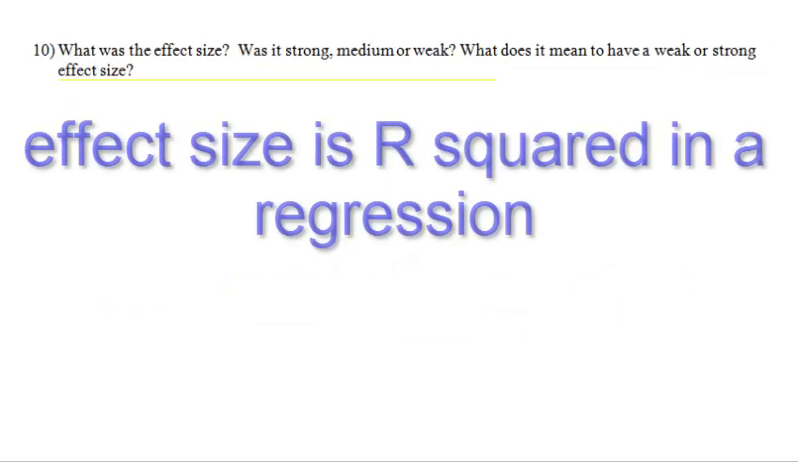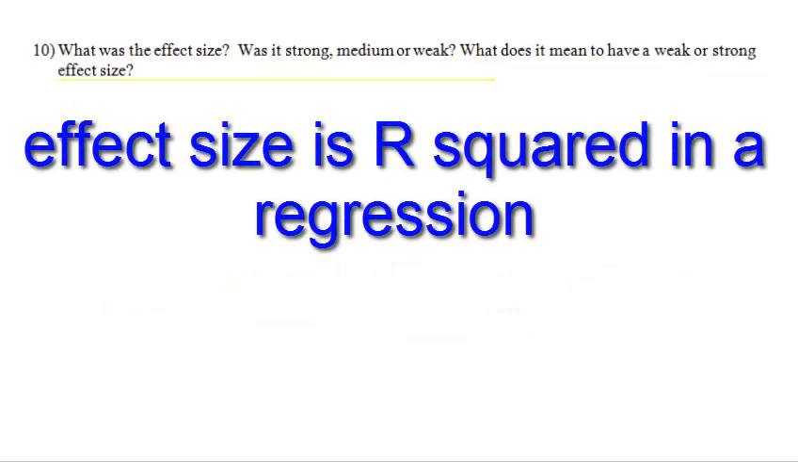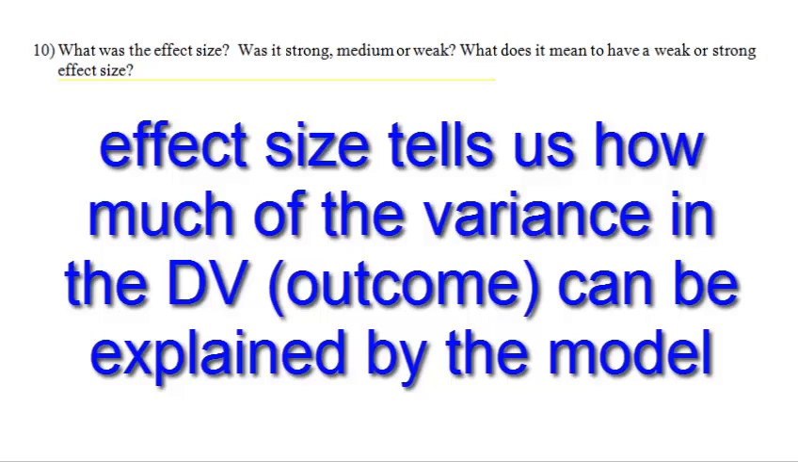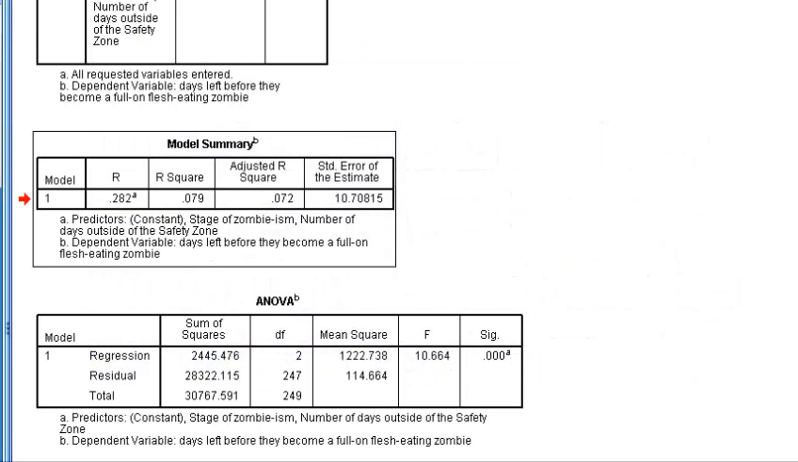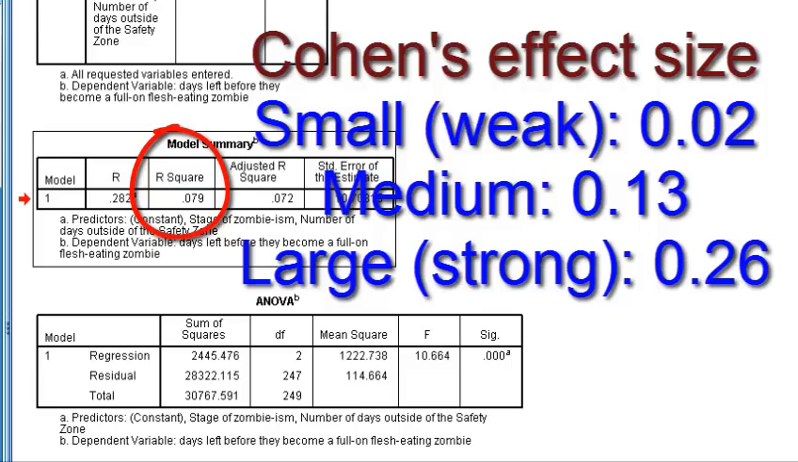Effect size tells us how much of the variance of the DV can be explained by the model. Or in other words, how much of the variance of the outcome can be explained by the predictors. According to Cohen, this R squared of 0.079 is between weak and medium.